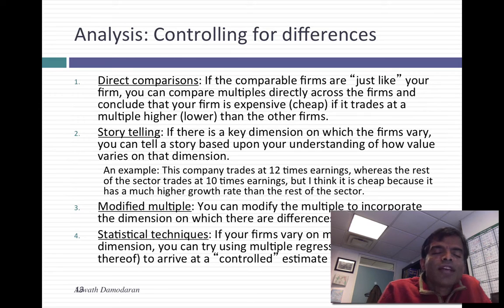If I give you 2 companies that are exactly alike, you can just compare the multiples in these companies. That's almost never going to happen. Second, I can give you companies that are mostly alike, and then you can try to control for differences by telling me a story. So you have two software companies. One is risky. It gets more of its revenues from one customer. You might use that as your basis for arguing why that company should trade at a lower multiple.